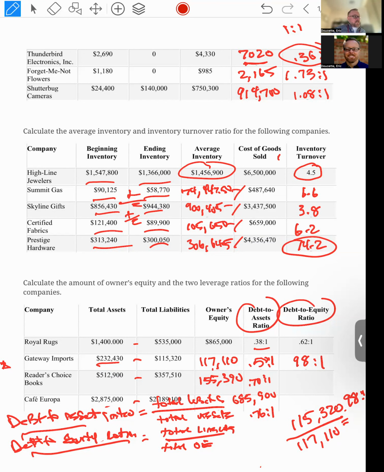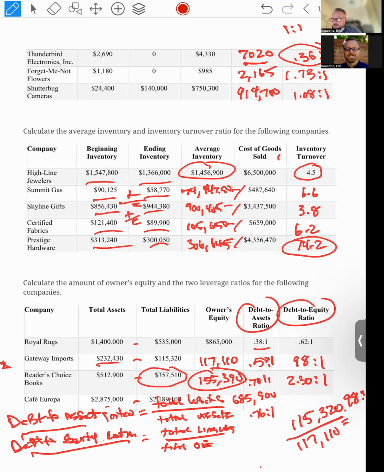The next company, Reader's Choice Books, their debt to equity ratio comes out to 2.30 to 1. So if you notice, they have a lot more debt than they do owner's equity. So it's $2.30 of debt for every dollar that they own. So not doing too good there.